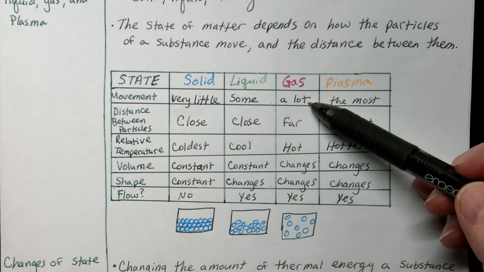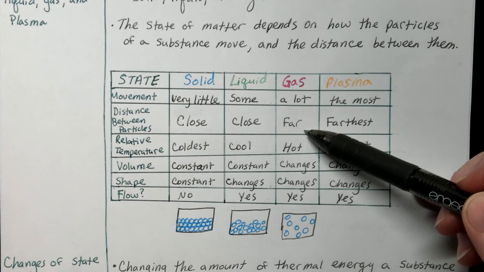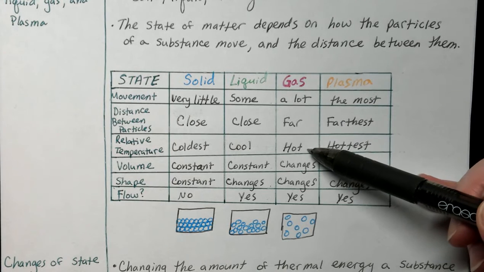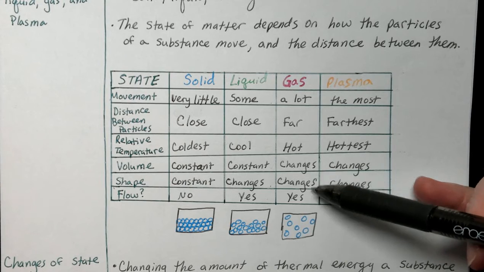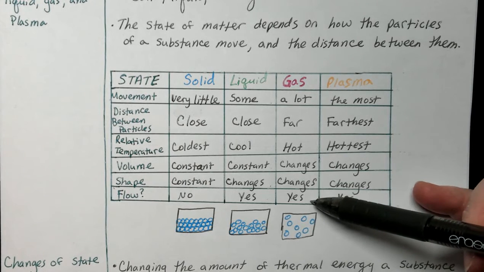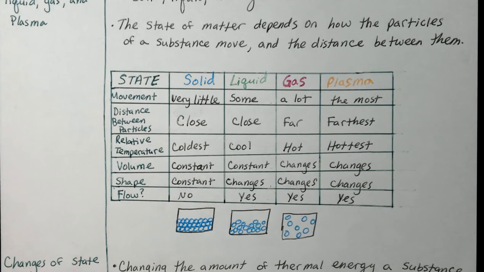Gases, they move a lot. The distance between the particles, they are far apart. That's how they can move. Its relative temperature is going to be hot. Its volume can change, its shape can change, and it definitely flows. So its particles might look something like this.